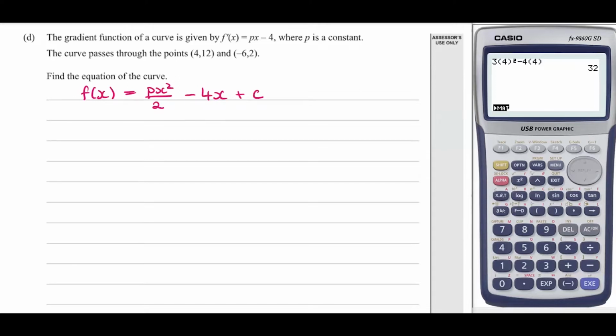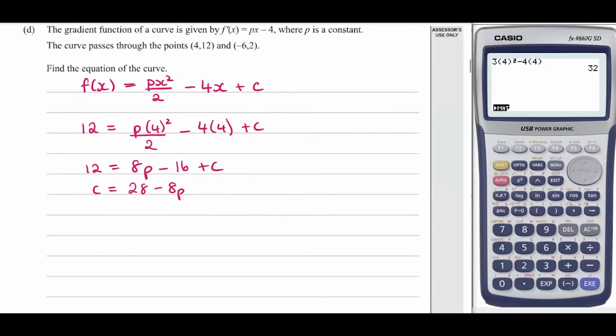Right, so then we've got some information that we can use to work out the bits that we don't know. So when x is 4, y is 12, or f of x is 12. So let's pop that in. So we've got 12 equals p times 4 squared over 2 minus 4 times 4 plus c. Simplifying that is going to look like this. So c is equal to 28 minus 8p.